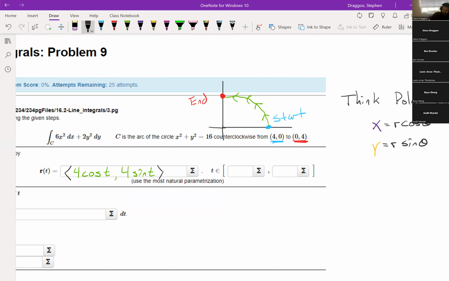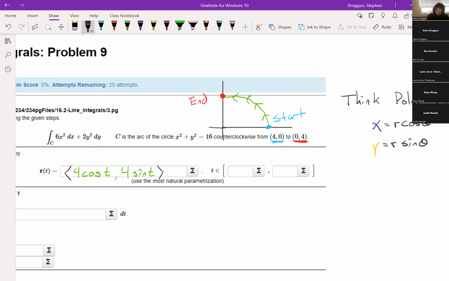Once again, I'm considering t as theta, or theta as t, either way. So I'm thinking of t as an angle rather than an x or a y coordinate. So with that in mind, if I'm looking for the bounds on t, I should be looking for some angles here.